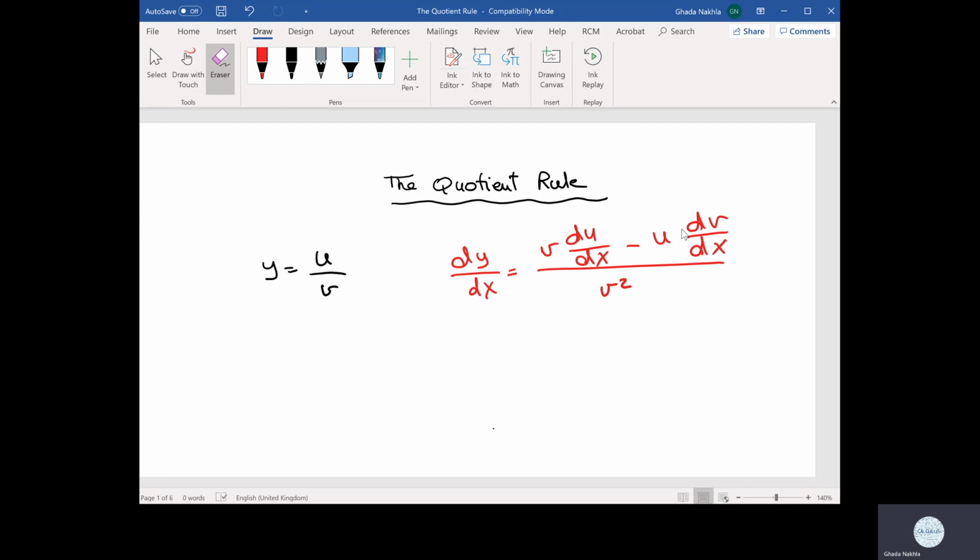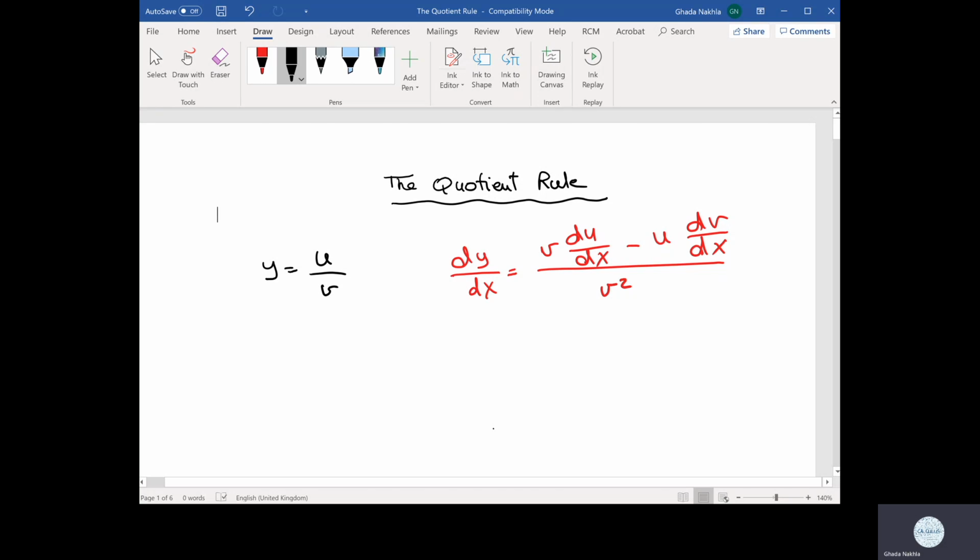The quotient rule is one of three rules that we use to differentiate any function. We have the chain rule, we have the product rule, and today we will be learning about the quotient rule. When do you use the quotient rule? You would use the quotient rule when you have a function of x divided by another function of x. That's when you use the quotient rule.